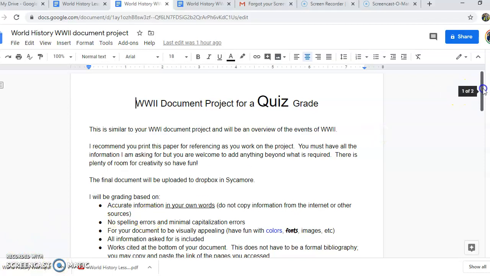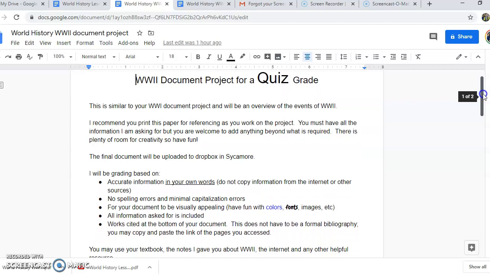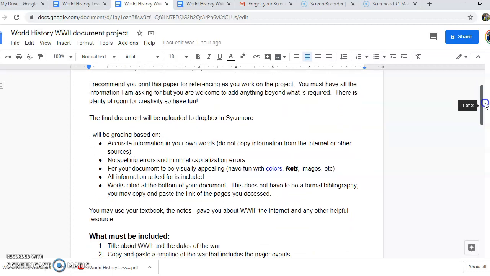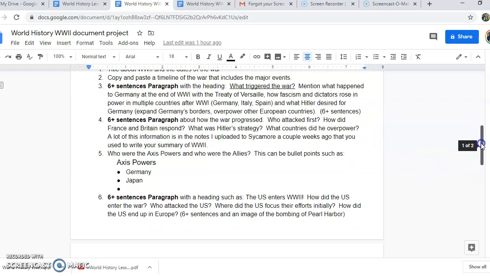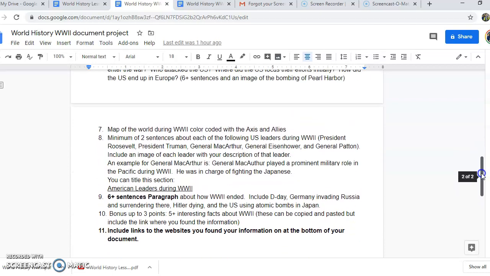It is important for you to print out this form right here because it tells you what is required for your project. On your lesson plan, I did not give all the details, so you will need to refer to this paper each day as you're working on it. The important part right here is what must be included, and this is where you will find the details. So it has 1 through 11.